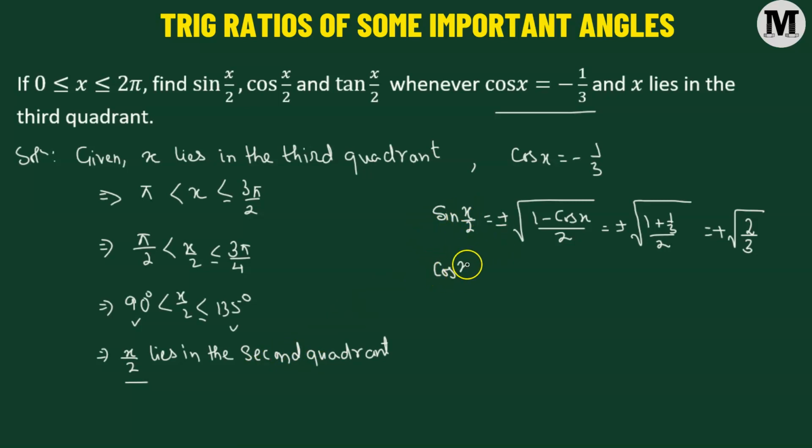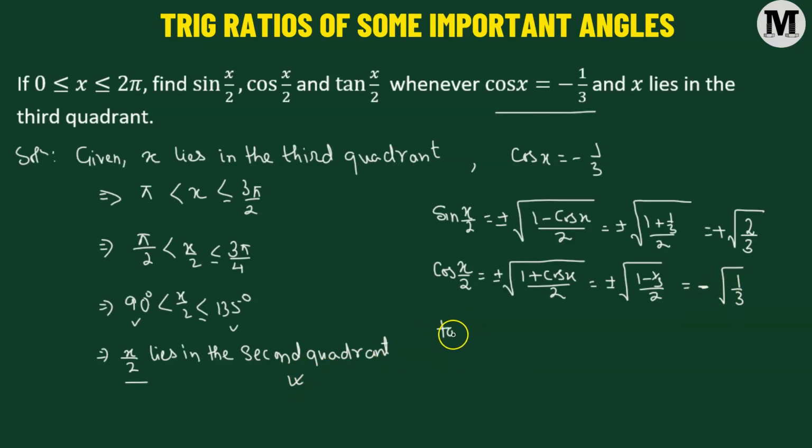Let's try to find out the value of cosine x over 2. Here also we'll take plus or minus. The formula will be the square root of (1 plus cosine of x) divided by 2. So this will be equal to plus or minus the square root of (1 minus 1/3) divided by 2. When we compute this value, we should get square root of 1/3. Now, cosine of x over 2 is going to have a negative value in the second quadrant.